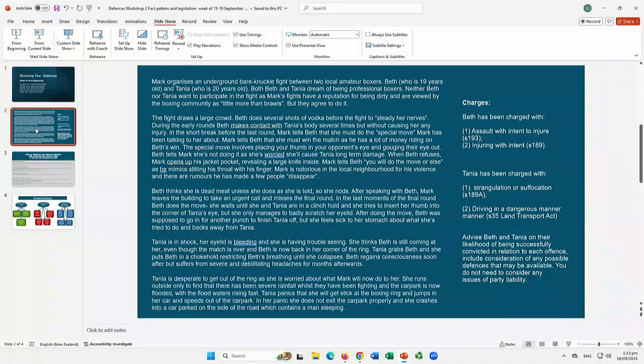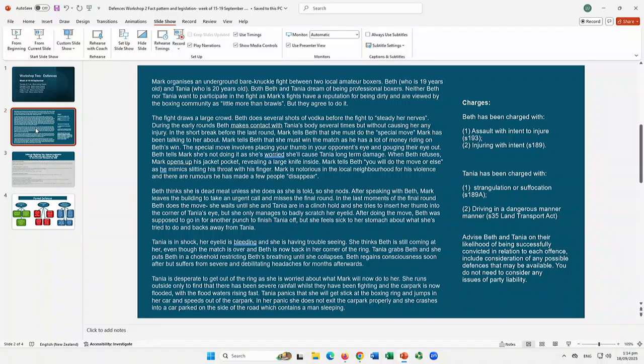So this is Beth, and the special move involves trying to gouge Tanya's eye out. Okay, so putting her thumb into the corner of the eye and trying to gouge the eye out. She's not really keen to do that, but he tells her to do the move or else, and he shows her a knife and makes a gesture as if slitting her throat.